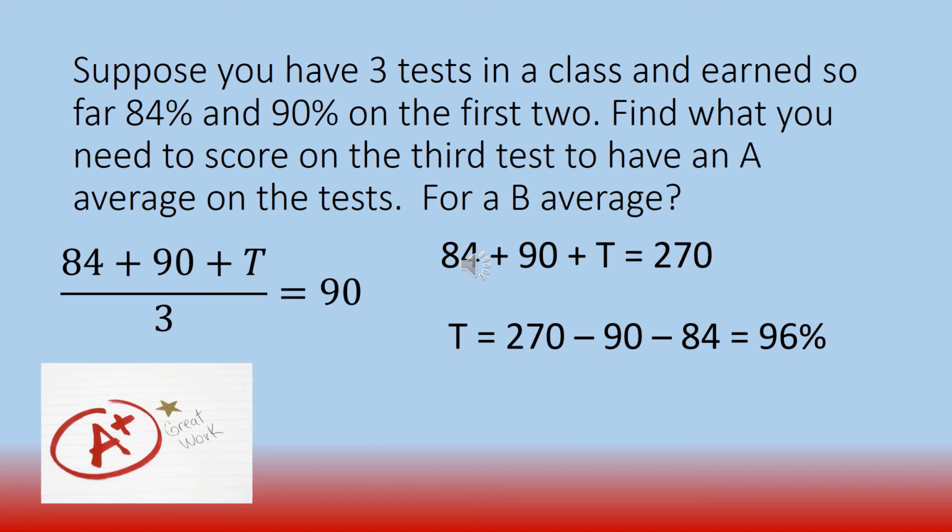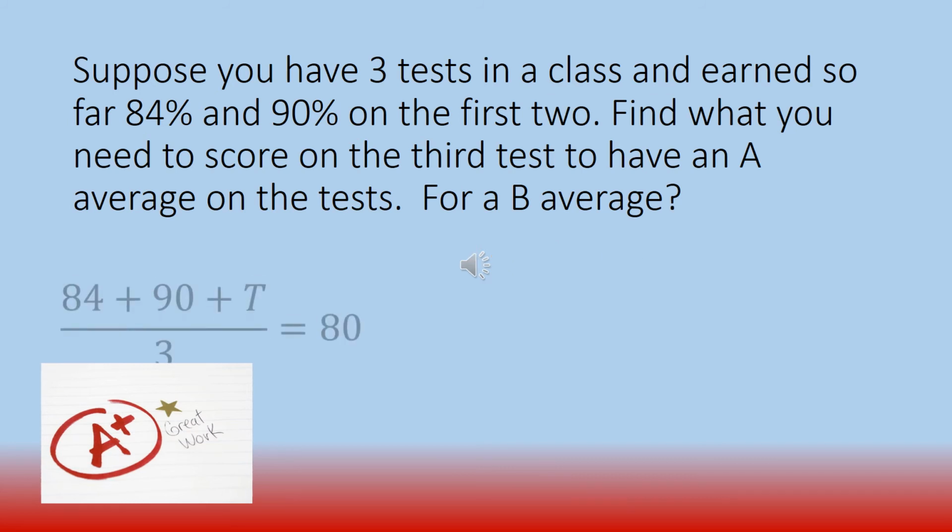84 plus 90 subtracted from 270. Where I got the 270 is I'm trying to solve for t, so I multiplied both sides of the equation by 3, and multiplying the left side by 3 canceled out the division, and 90 times 3 is 270. So subtract 90 and 84 from 270 and you get 96%. So you'll have to score a 96% to have an A average on your test.